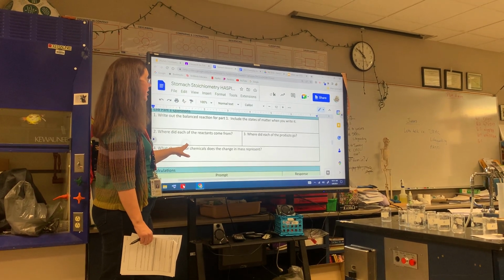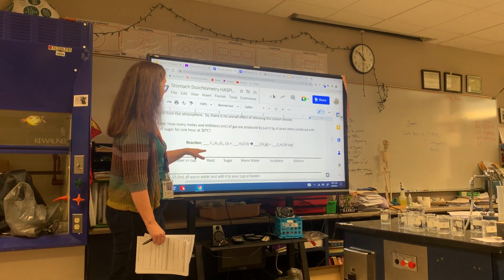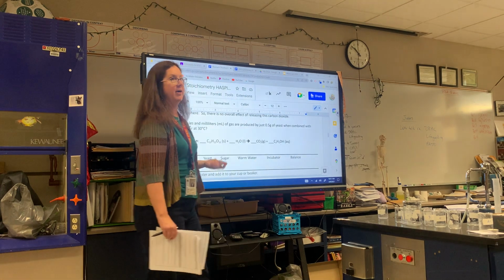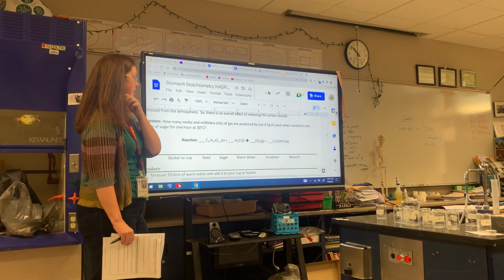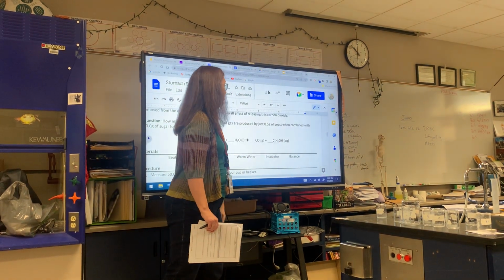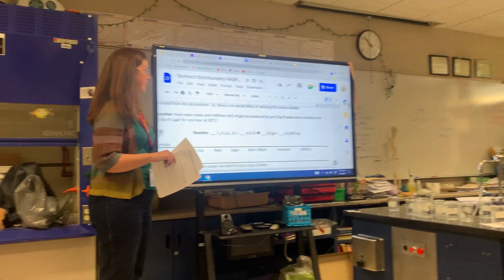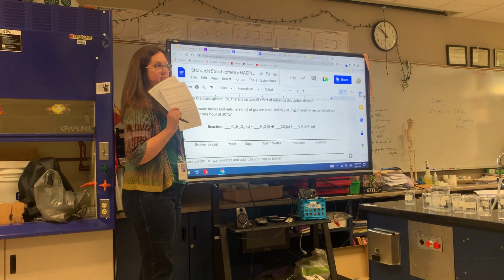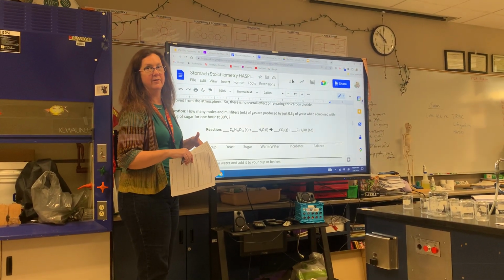And then where did each of the products go? All right. So looking back at the balanced equation again. CO2. Where did the CO2 go? Into the atmosphere. It's a gas, right? And then this is ethanol. C2H5OH is ethanol. What happened to the ethanol? Did that go to the atmosphere or did it stay in the beaker? Those are the two things.